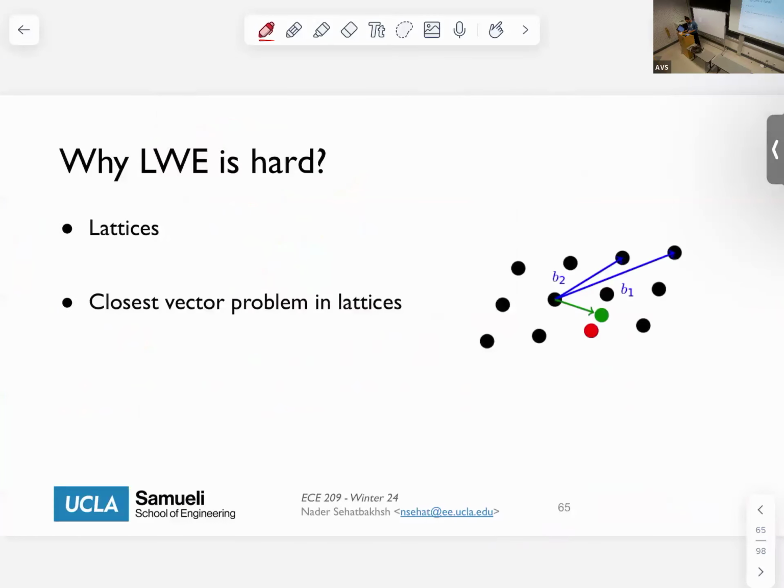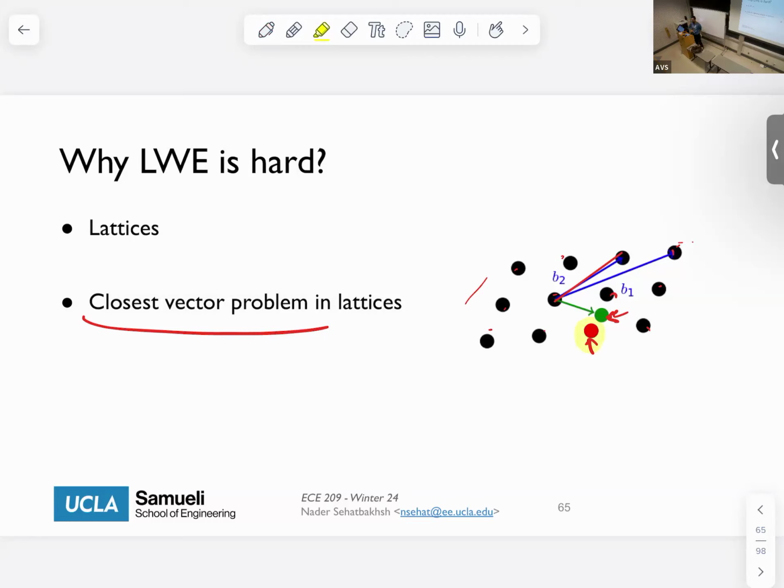Okay. So why is LWE a hard problem? Because LWE reduces to a problem called the closest vector problem in lattices. For example, let's say all of these black points are lattice points in your lattice, and your basis is B1 and B2. Now I want to find the closest lattice point in this lattice to this green point. In this case, it is this red one. Out of these 4 by 3, 12 points, this red one is the closest to this green.